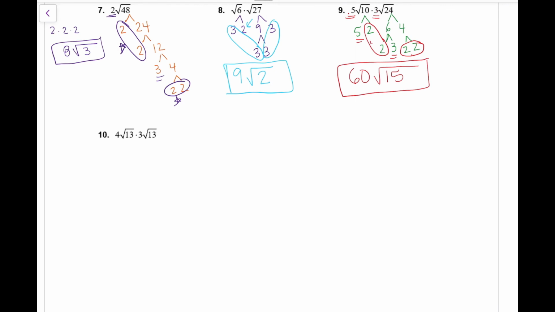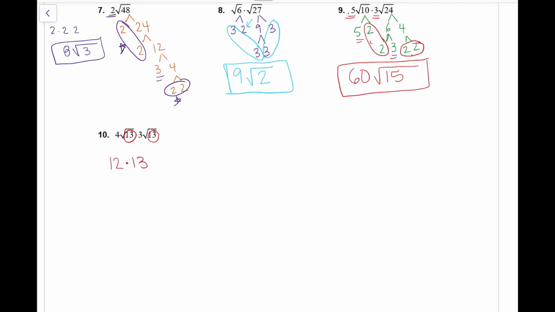Now on number 10, I'm going to multiply my 4 and my 3 together. That gives me a 12. And then inside the square root, I have a 13. 13 doesn't break down anymore, but I have a square root of 13 here and a square root of 13 here. Those, because I have 2 of them, are going to be my married couple. They're going to come out front as 13.